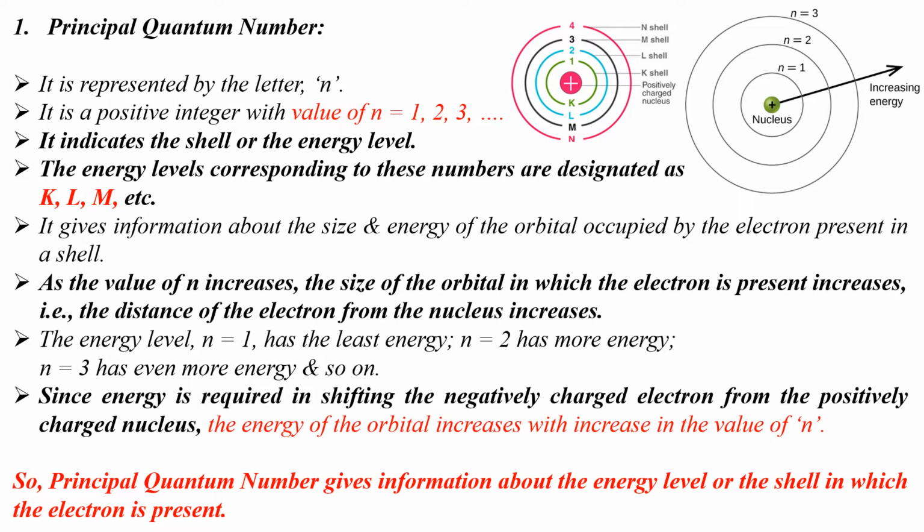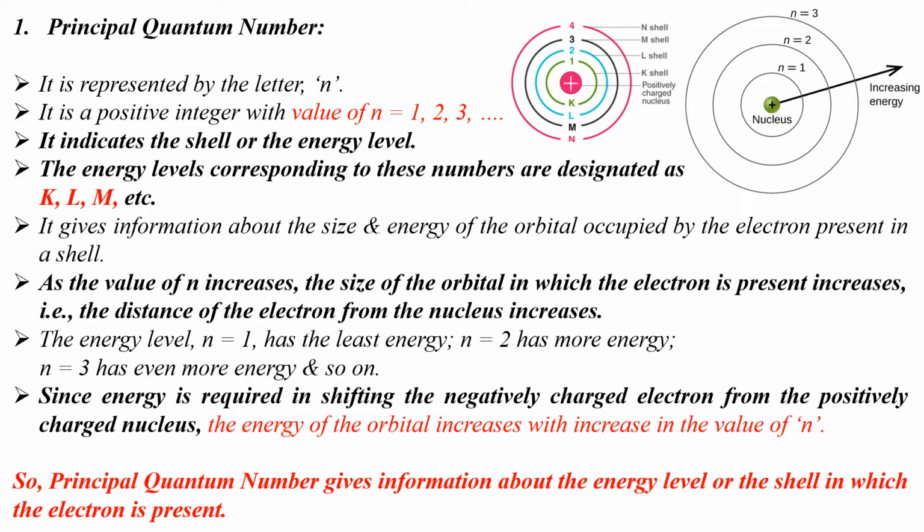The energy levels corresponding to these numbers are designated by alphabets: K, L, M, etc. So, for n equal to 1, you can call it the K shell. n equal to 2 is the L shell. n equal to 3 is the M shell and so on.